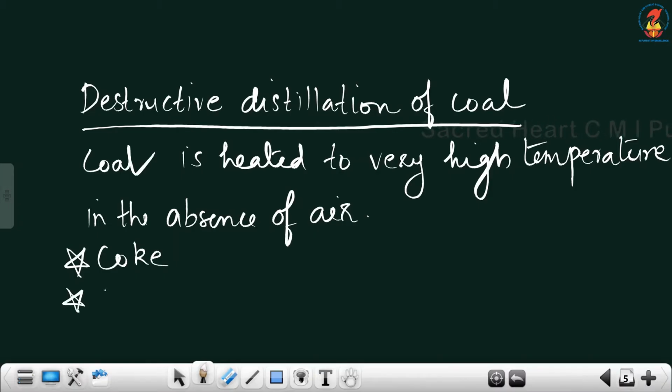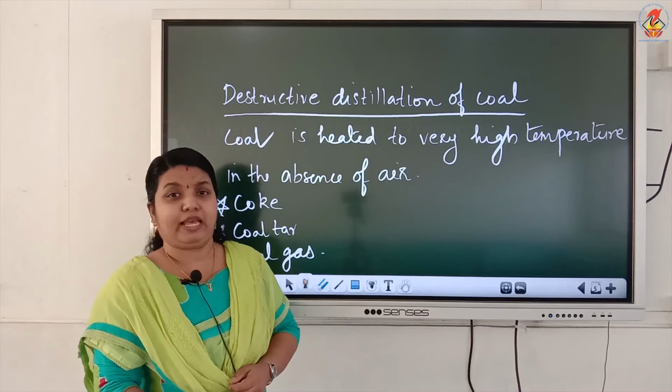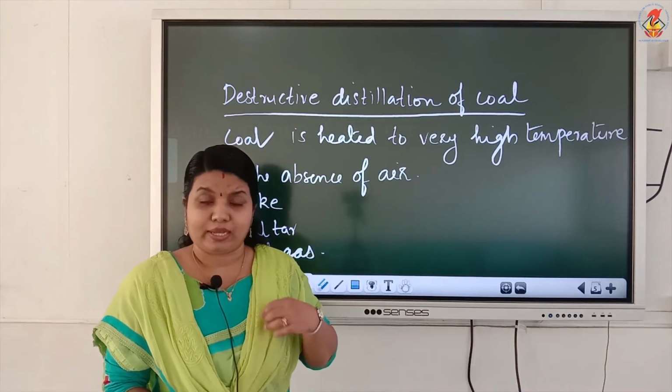coke, coal tar and coal gas. So, what is destructive distillation of coal and what are the products obtained as a result of this process? So, why is this done?